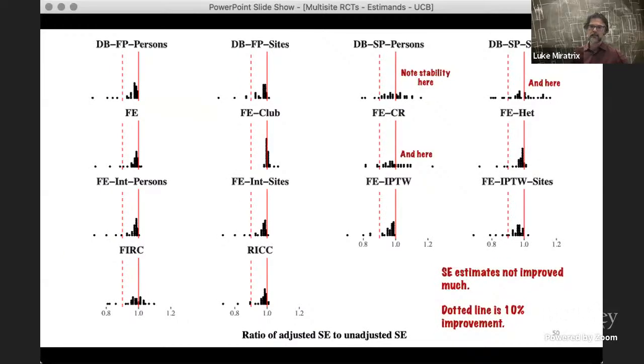We also looked at whether our standard errors were improved. That red line is where the standard errors are the same. And if we go to the left, that means that covariate adjustment has reduced the standard errors by that percent. We see most of the time that the standard error reduction is less than 10%. So covariates, basically in the context we looked at, aren't really improving precision much at all.